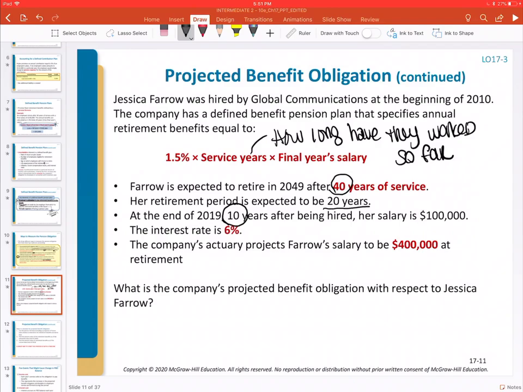We are going to estimate that the discount rate, or the interest rate to be used in these problems, is 6%, and we are going to estimate that the future final year salary, that future compensation amount, is going to be $400,000 for Jessica Farrow. The question that we are trying to answer: what is the company's liability, the PBO, with respect to Jessica Farrow?